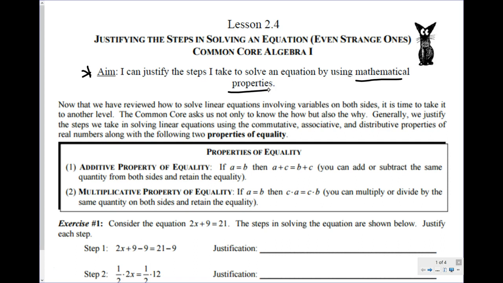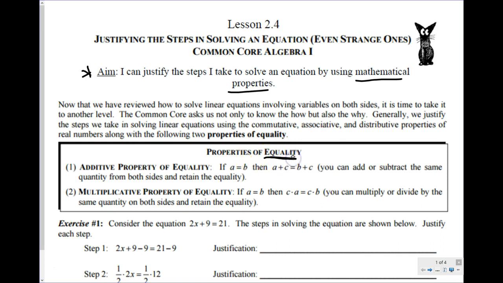We've talked about a few of these in Unit 1. We talked about the associative property and the commutative property, the grouping property and the order doesn't matter property. Now we're going to talk about two more properties. So let's read. Now that we've reviewed how to solve linear equations involving variables on both sides, it's time to take it to another level. The Common Core asks us not only to know how, but also the why. Generally, we justify the steps we take in solving linear equations using the commutative, associative, and distributive properties of real numbers, along with the following two properties of equality.